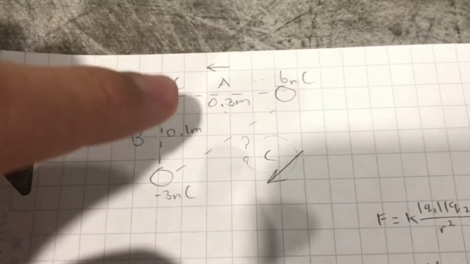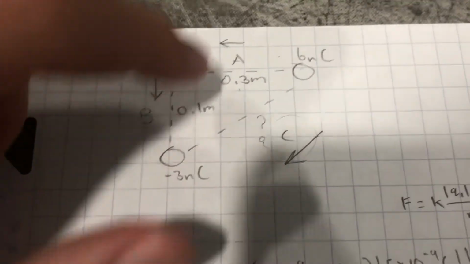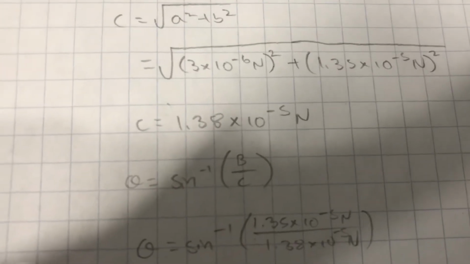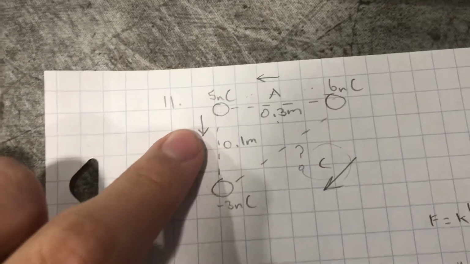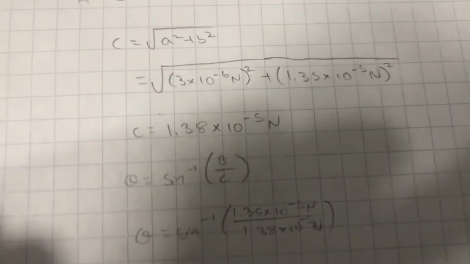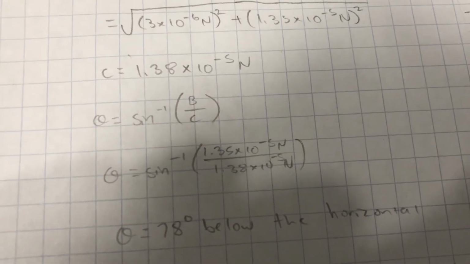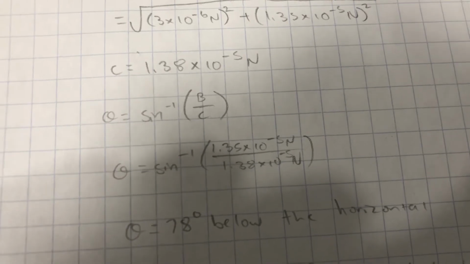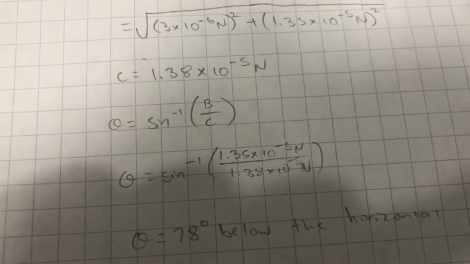Well, we already know that the direction will go down this way. So we should find the angle right here. So to do that, I did theta equals inverse sine of B over C. So opposite over hypotenuse. Pretty simple stuff. And so I get theta equals inverse sine 1.35 times 10 to the negative 5 newtons over 1.38 times 10 to the negative 5 newtons. So just the two forces that you found.